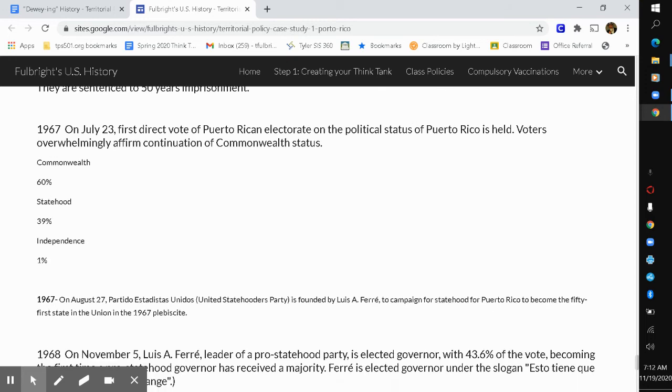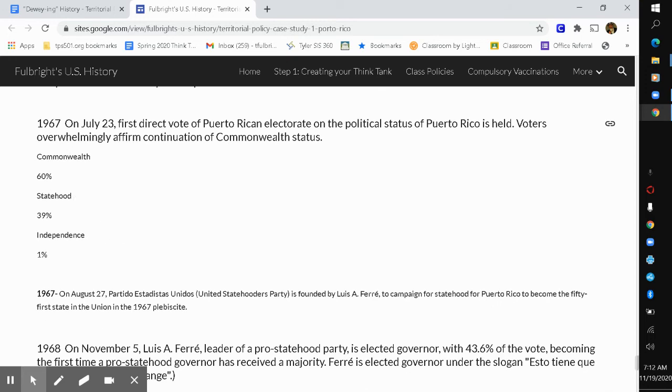In 1967, Puerto Ricans hold a first vote to decide whether they should become independent, stay what they were, or become a state. These are the results. 60% of people in 1967 decided to stay as they were. Almost 40% wanted statehood. Only 1% wanted independence. So clearly the majority of people liked being part of the United States. But they can't quite agree on how they should be treated as a part of the United States.